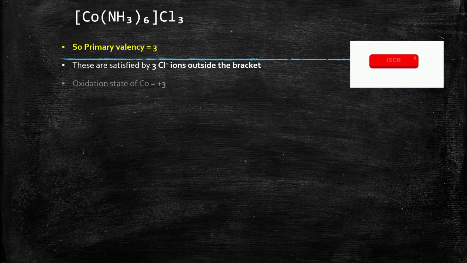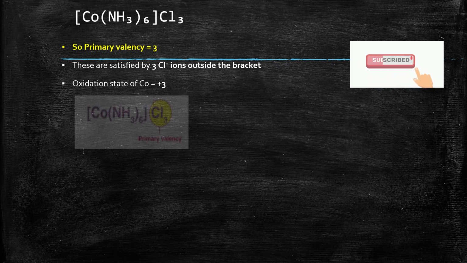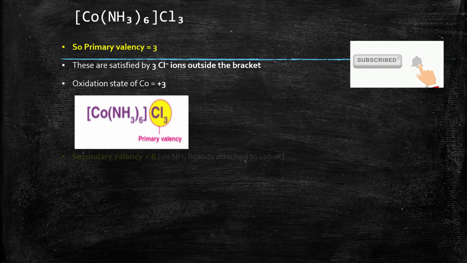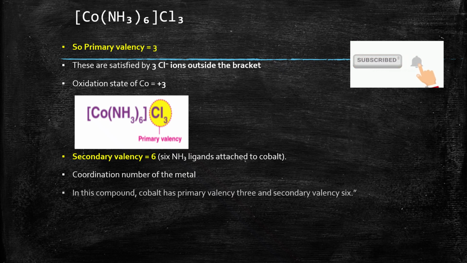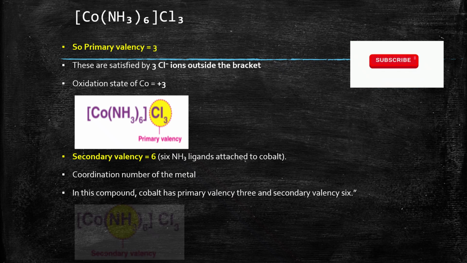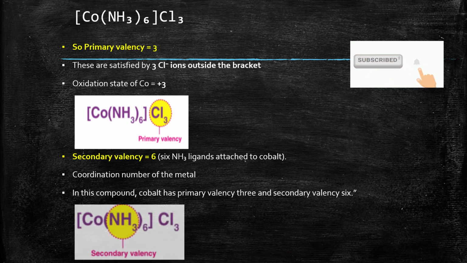Next, secondary valency is 6 because there are 6 ligands present in the compound. These 6 ligands represent the coordination number of the metal ion. So in this compound, cobalt has 3 primary valency and 6 secondary valency.